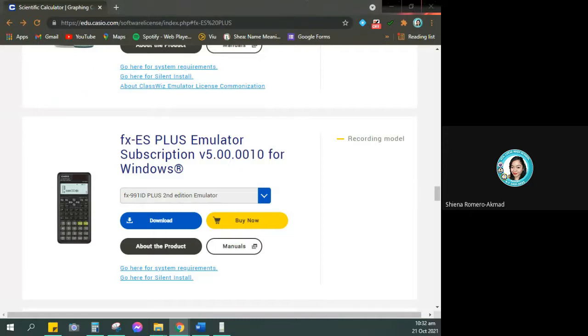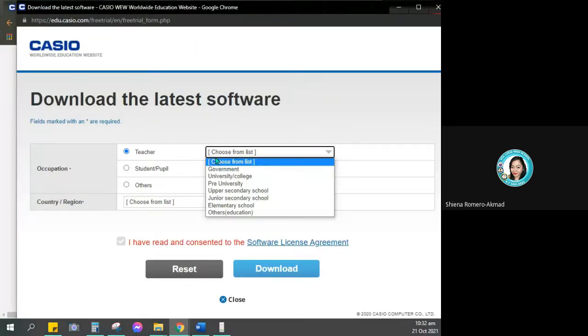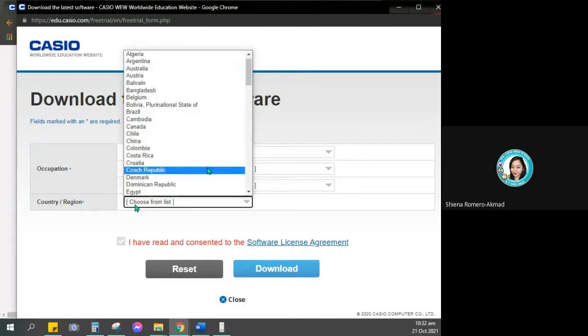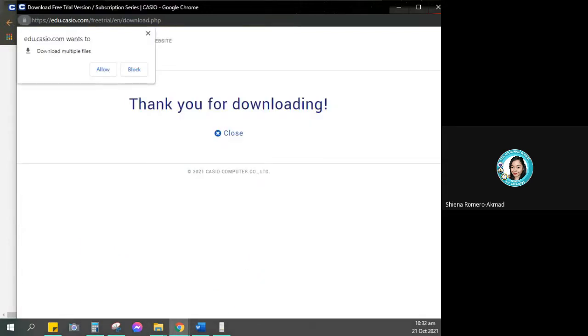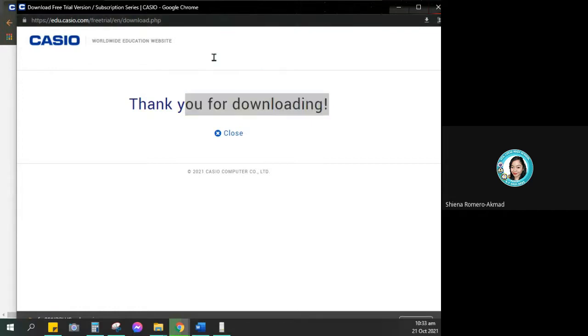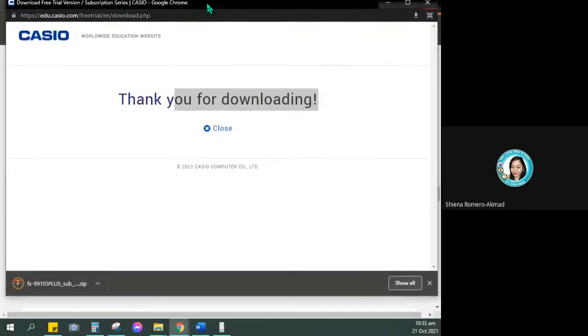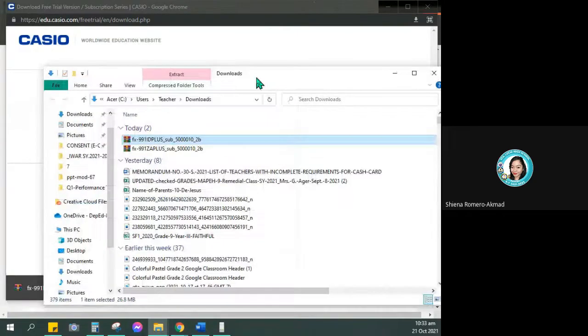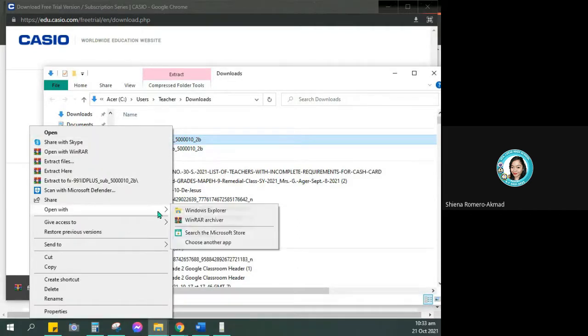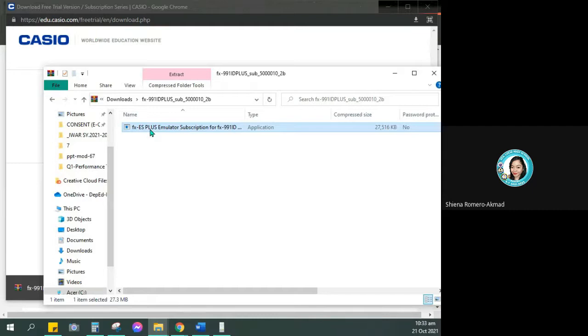Pag nag-download kayo, ilalagay nyo lang kung kayo ay teacher or student. Then, piliin nyo lang yung inyong country, Philippines. Then, I have read, tapos download. Makikita nyo, magda-downloading na yan. Allow. And makikita nyo, nag-download na siya. So, meron na kayong ganyan, di ba? Open with Windows Explorer. Tapos, click nyo lang yan. May lalabas dyan, install. Yan, i-install nyo na siya para meron kayong calculator sa laptop nyo. Ganun lang siya kadali.